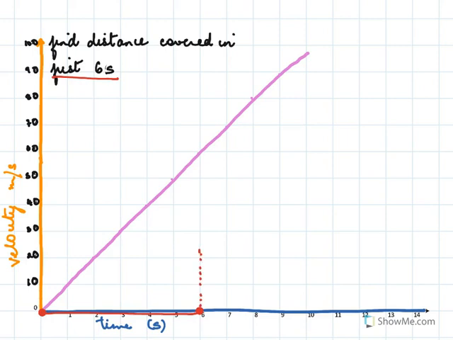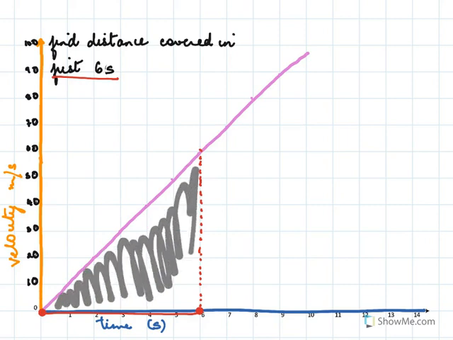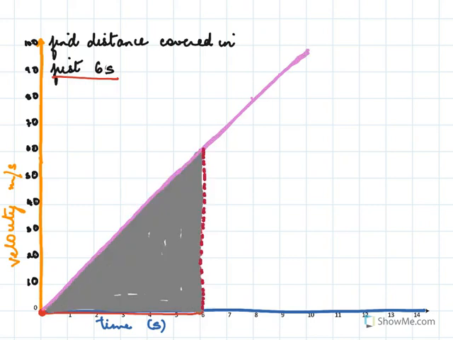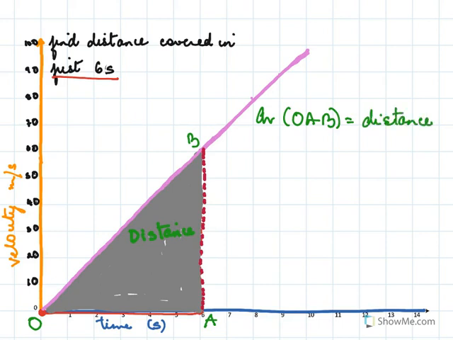We go up to this graph here, and this area will be the distance covered. In this case it is a triangle. So this area will give us distance. Fine. So let's mark this area. Say this is called OAB. So area of triangle OAB is equal to distance, numerically equal to the distance covered.